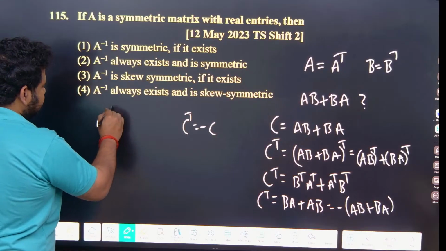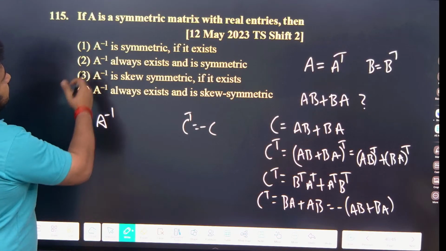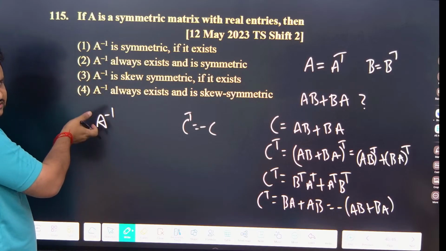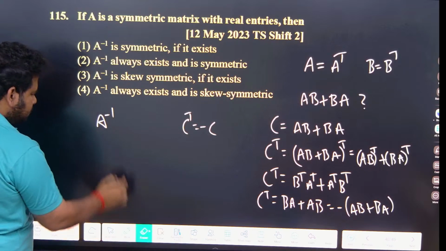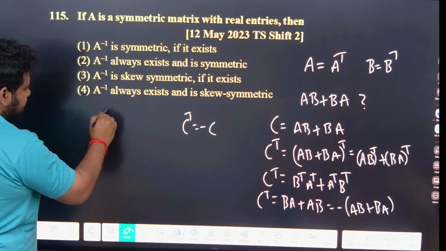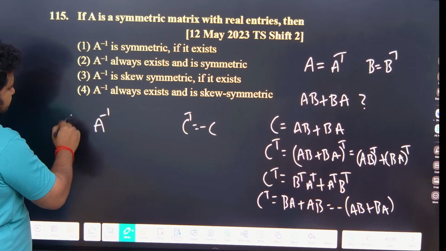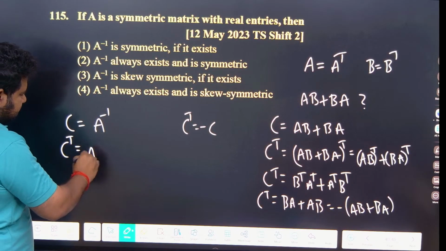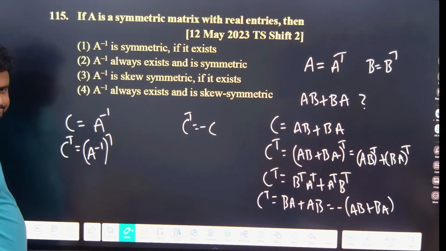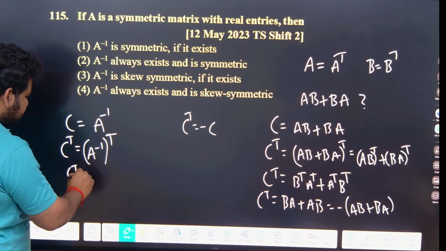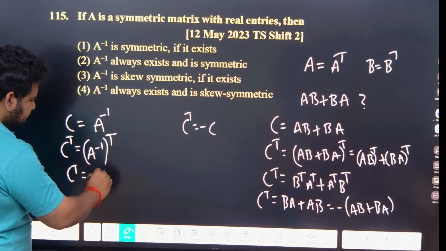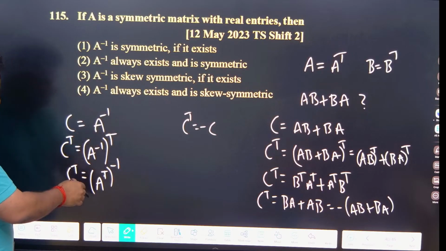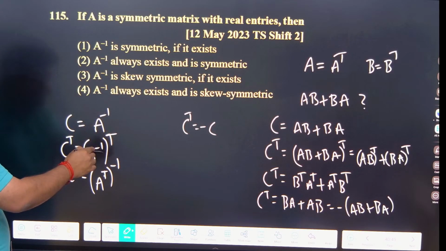A inverse is given. A is a symmetric matrix with real entries, then A inverse, everywhere A inverse is given. Now let us take some matrix C equal to A inverse. Take C transpose, this will become A inverse whole transpose. So C transpose will become equal to, I will send minus 1 outside: A transpose, I will take it here, minus 1. I can send this outside and bring this here, A power m to the power of n, I can write it as A power n to the power of m.